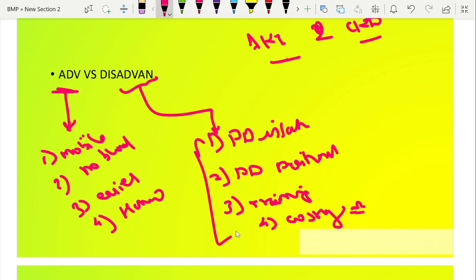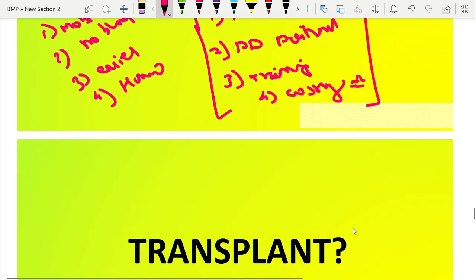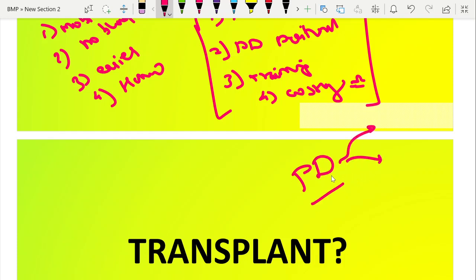So whatever the advantages of hemodialysis, probably you can correlate them vice versa. Advantage of PD, disadvantage of PD, compare it with hemodialysis and use it vice versa. I hope this much information is enough for an MD medicine resident, and probably they might be asking regarding PD. What is acute PD? If you start it in an AKI patient, that is acute PD.